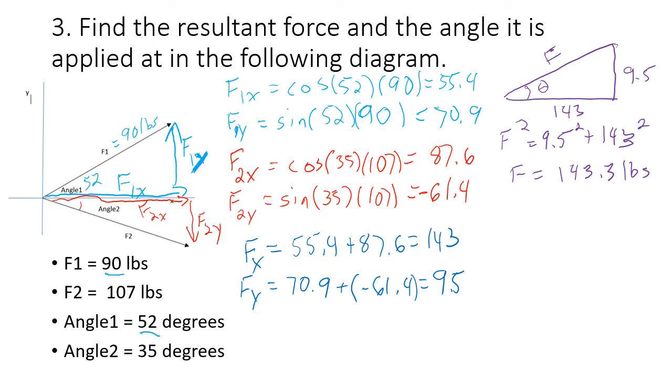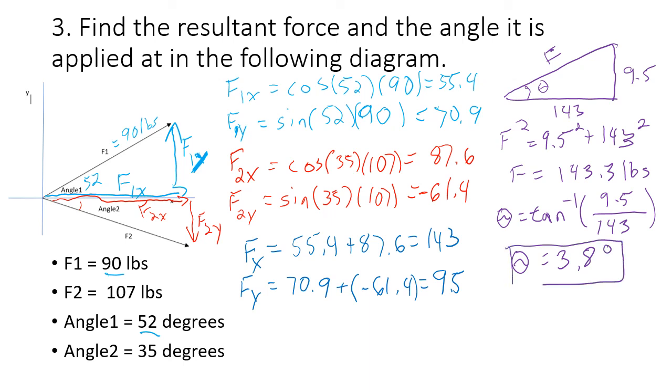And to find the angle, we're going to use inverse tangent. So we're going to do theta equals tangent to the negative 1 of the opposite, which is 9.5, divided by 143, which is our adjacent side. And then our angle equals 3.8 degrees. So these would be our two answers for this problem.